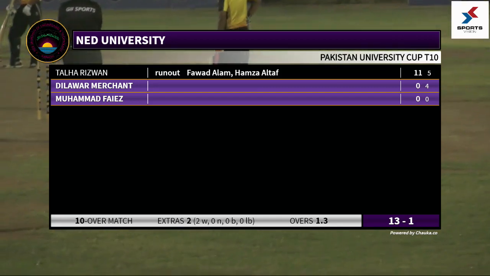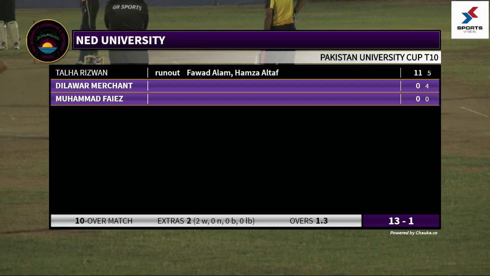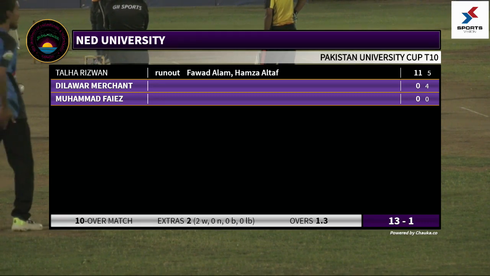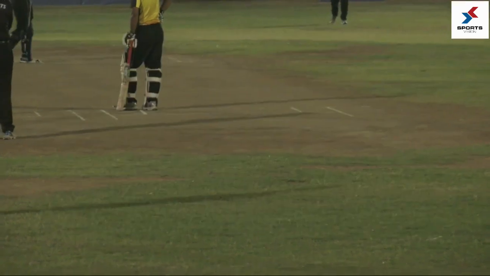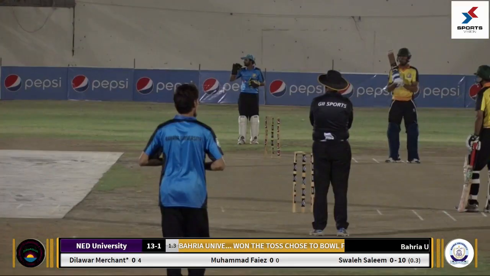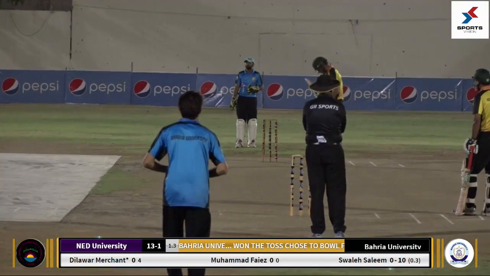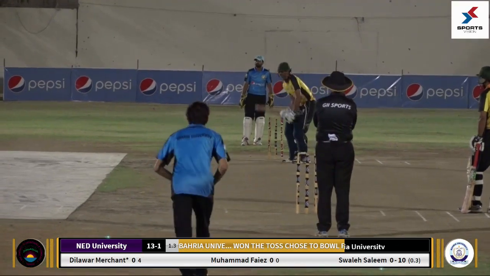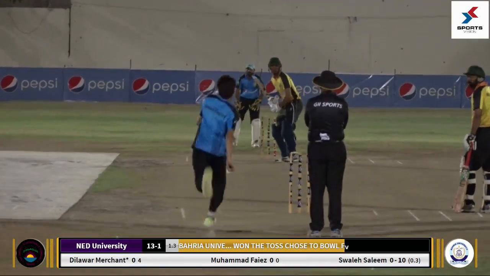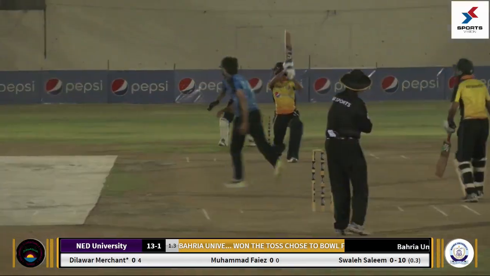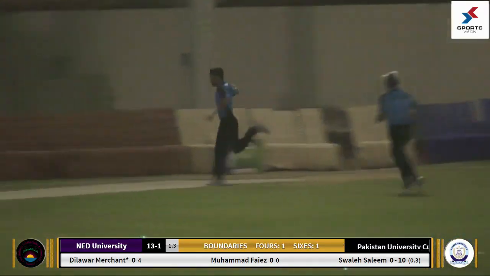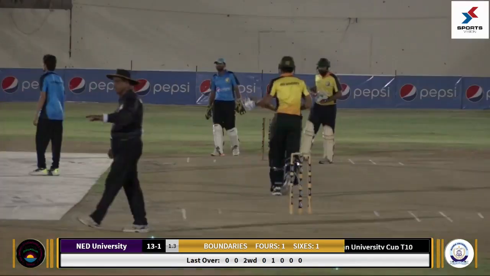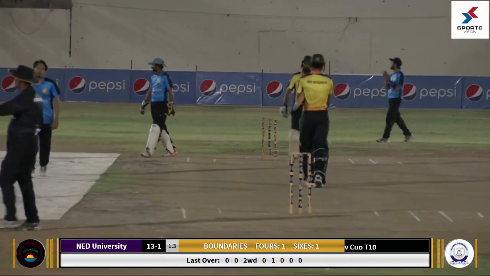NAD University have lost wicket number 1 at a score of 13, and the new batsman is Mohammad Faiz, who will be at the non-striker's end as a run-out took place. In the air and just beat the man at gully, and could be the boundary. Yes, the ball has travelled very quickly. So 4 more to NAD University.